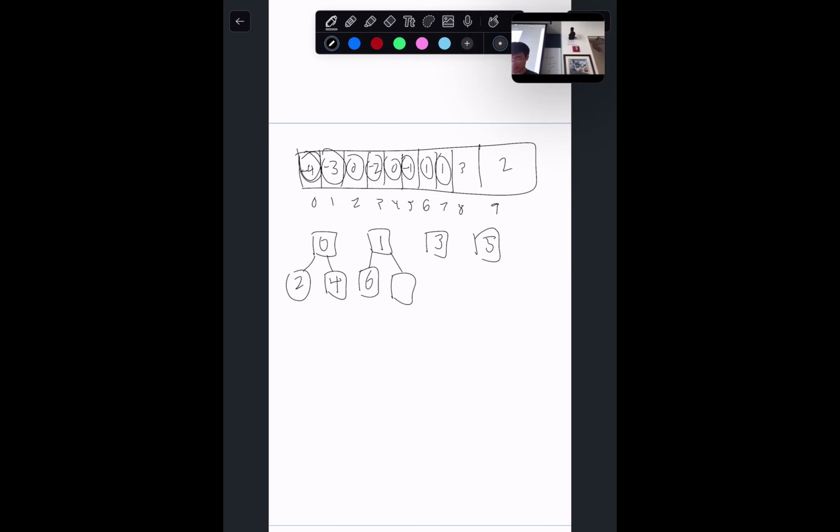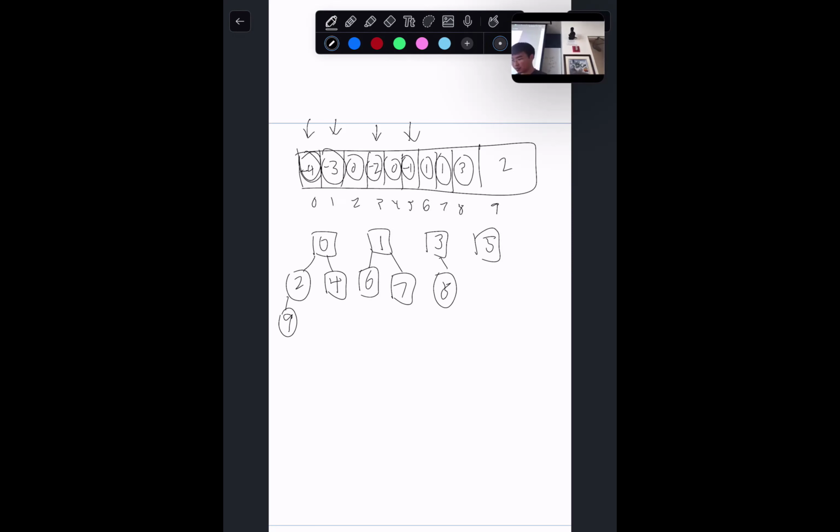7 is a child of 1. 8 is a child of 3. And 9 is a child of 2. And so the first question asks how many disjoint sets there are. If you're just looking at the array, you can just count the number of negatives, and that'll give you the number of disjoint sets.